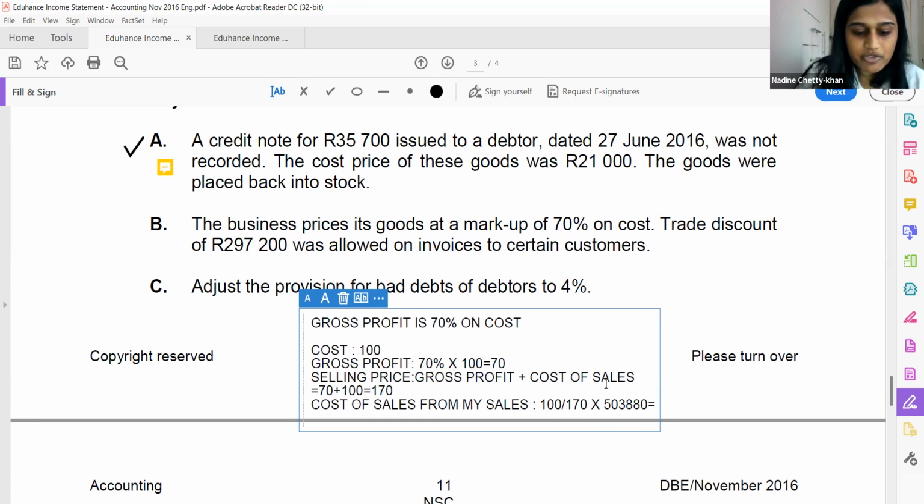Then that will give you cost of sales. So what I've done is I've used the relationship between cost of sales and sales to apply it to my sales number to calculate cost of sales.